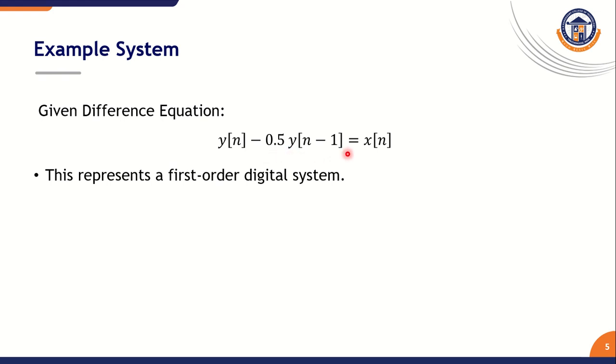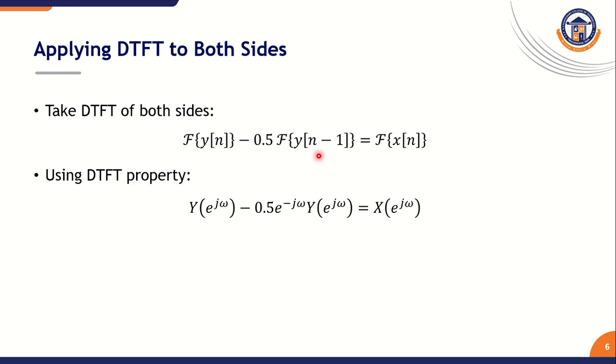This is a first order digital system, where n represents discrete time. An expression with dy by dt divided by dx by dt would be a differential equation. Instead, here we have y of n and y of n minus 1, which is named a difference equation. From this system we have to find the frequency response, impulse response and output response.